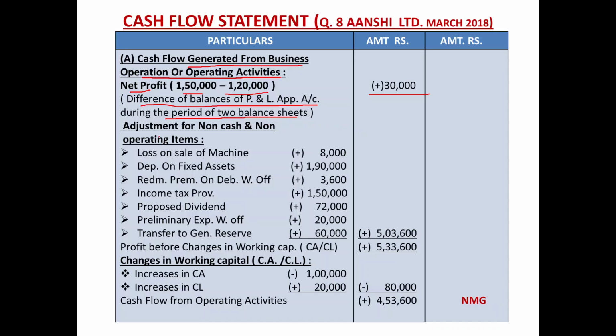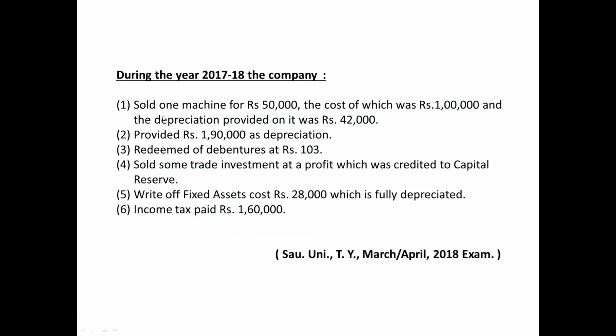Then adjustments for non-cash and non-operating items. We will be giving these adjustments for non-cash and non-operating items to convert this net profit into cash profit generated only from business operations related transactions. Let us start the additional information. Point number 1. Have a look. Point number 1, I am reading it.